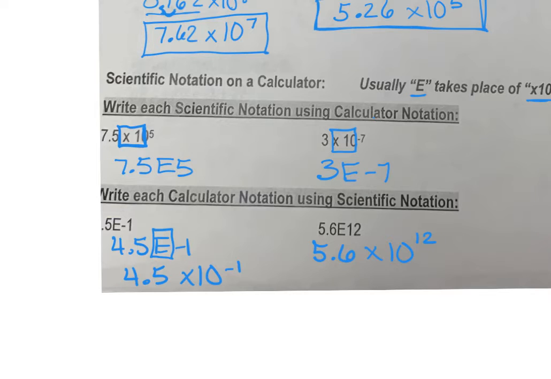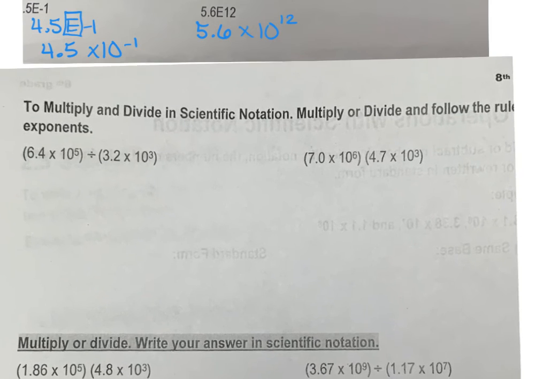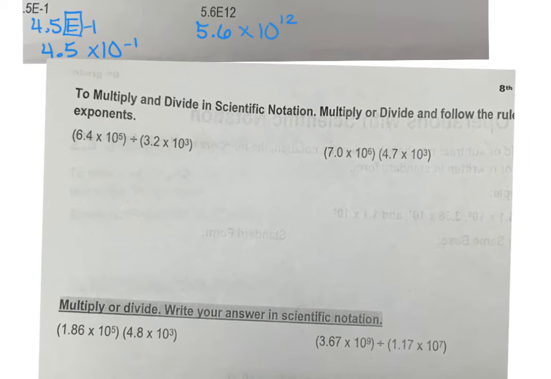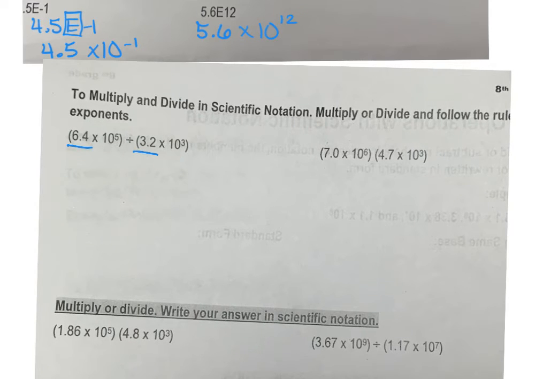Okay, next page. Now we're going to multiply and divide. All you do is follow your rules of exponents. So we're going to multiply our bases, and then we're going to add the exponents, and we're going to multiply our front numbers. So we're going to take 6.4 times 3.2. I'll let you use your calculators if you want. It'll go faster.